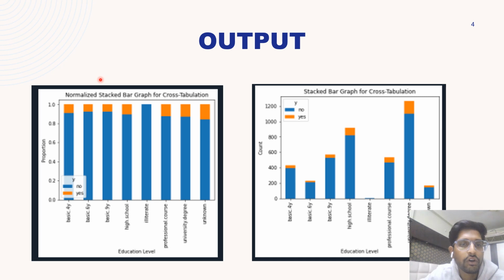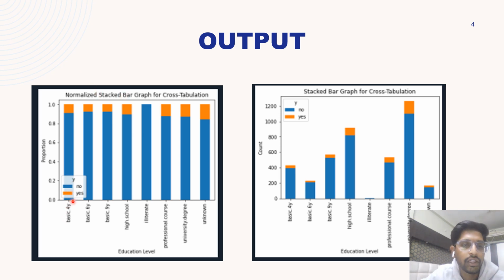This is the output of the bar graphs. This one is the normalized stacked bar graph for the cross tabulation of education level. And this is the simple stacked bar graph for the cross tabulation. As we can see in the stacked bar graph, each bar contains two values, that is the yes value and the no value, and we have normalized it to a total of 1 in every case of the education level in the normalized stacked bar graph.